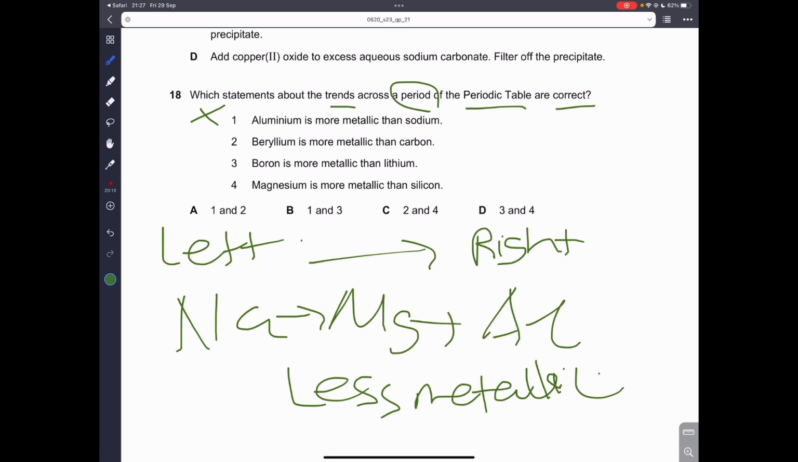Beryllium is more metallic than carbon. Beryllium, remember, is Be. It is in group 4.